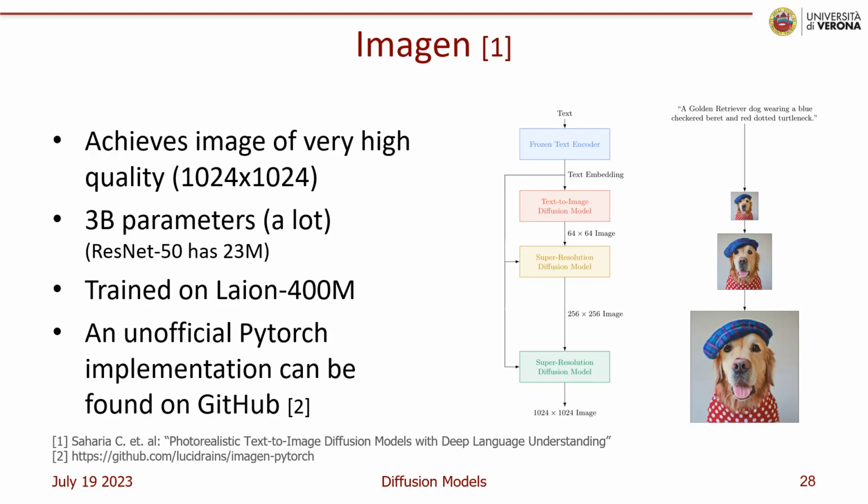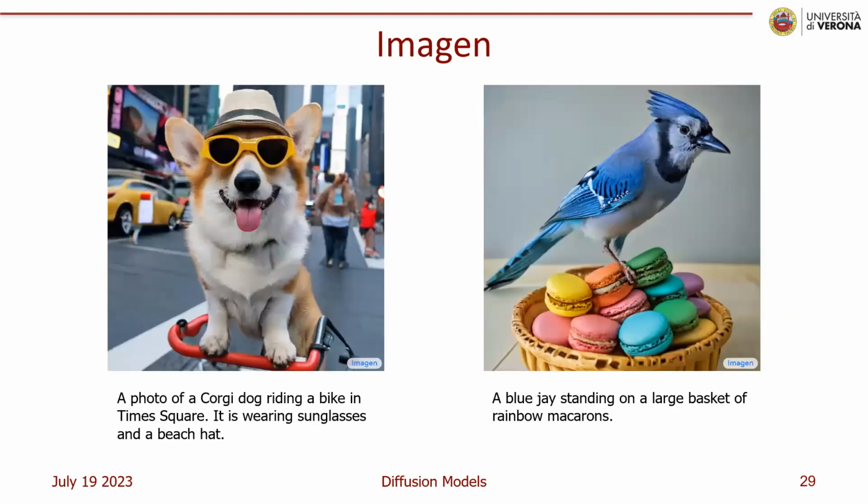Just to show you a couple of examples. These are, I think, my favorite images because they look really cool. And you can see it's a conditioned model, right? We asked it for a photo of a corgi dog riding a bike in Times Square, wearing sunglasses and a beach hat, and this is what we get. Of course, we have no guarantee that these images did not exist in the training set because they did not release it, but I don't think there ever was a dog wearing sunglasses in Times Square. So it's reasonable to say this is a novel image that was generated by this prompt.